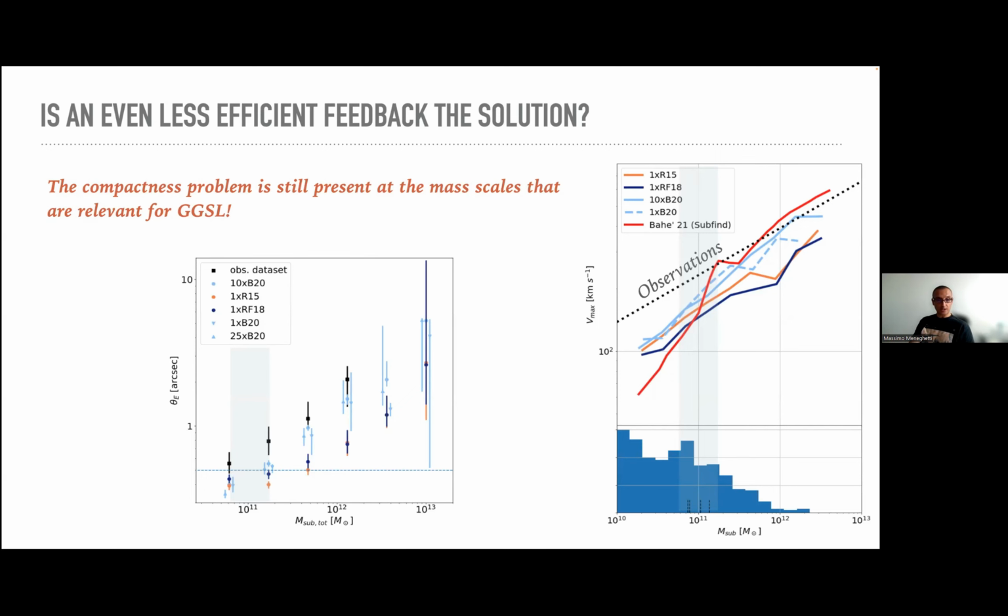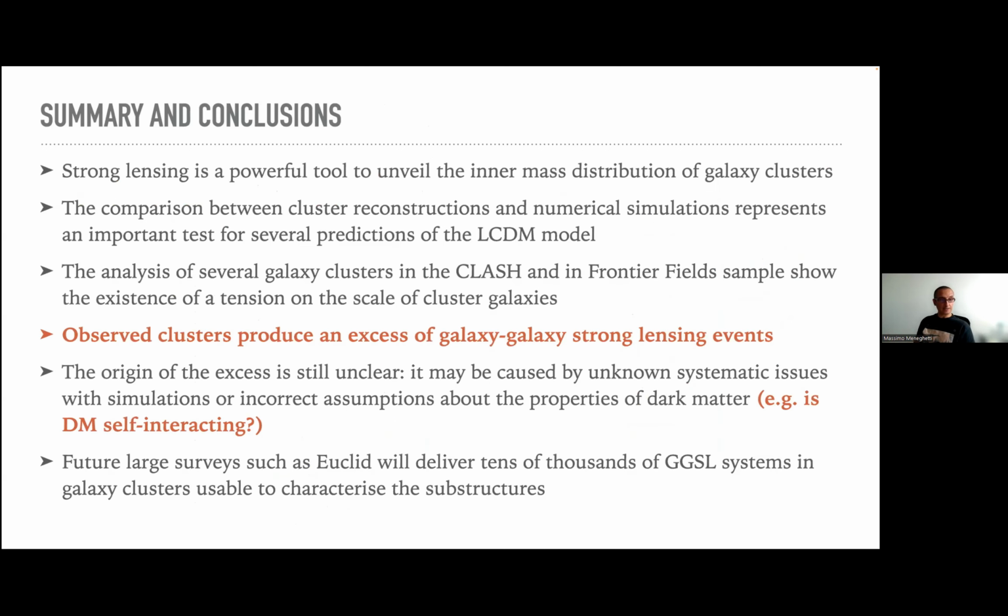Okay, so this was essentially my last slide, and this is my summary and my conclusions. I think I showed that strong lensing is a powerful tool to unveil the inner mass distribution of galaxy clusters, and in particular to study the distribution of matter and dark matter also on the scales of galaxies and galaxy clusters.